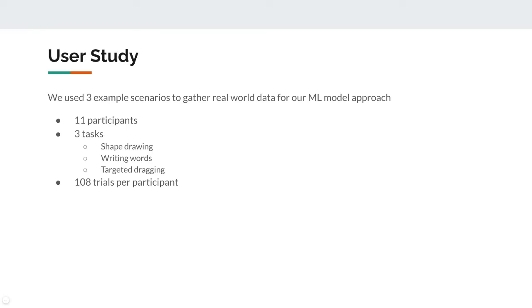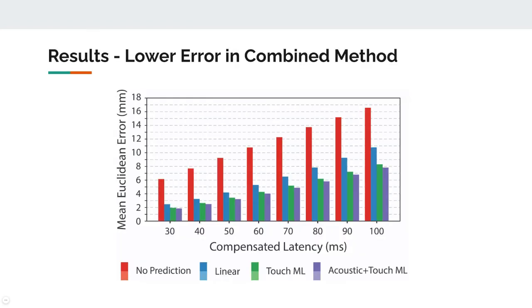To evaluate this technique, we collected data from a group of 11 users. We gathered touch and acoustic vibration data while participants completed three tasks: drawing shapes, writing words, and targeted dragging. Each participant completed 108 actions. We then looked at the mean Euclidean error, that is, how many millimeters off our prediction was from the actual touch location. And we see that our acoustic plus touch machine learning model, in purple, results in the lowest error, and this holds true for any value of compensated latency we tested.